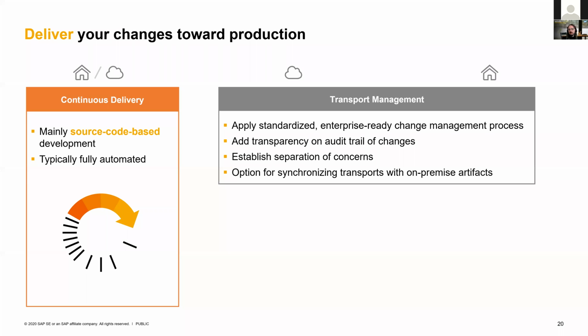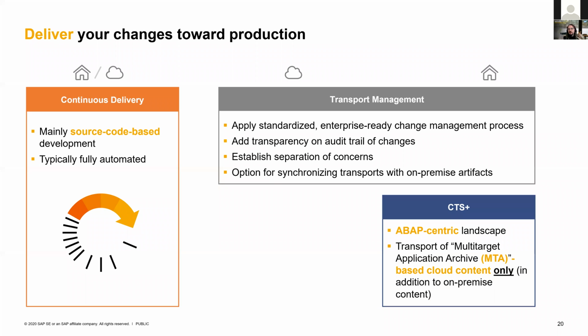That's the process here. What do we offer to apply transport management for SAP Cloud Platform? The first one is the well-known change and transport system of the ABAP server, meaning of the SAP NetWeaver ABAP stack. So if you already have on-premise transport management configured in the form of the enhanced change and transport system, where enhanced means we are also able to handle non-ABAP objects, that's what the plus stands for, CTS plus, then you can consider extending it. CTS plus can handle so-called multi-target application archive content types for transport, MTA for short. What is that?